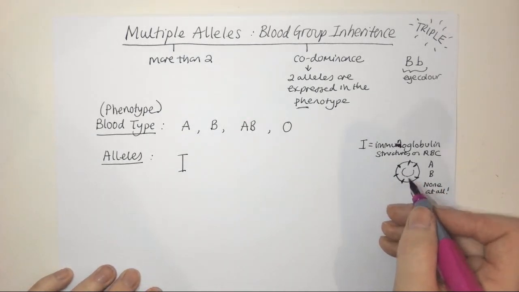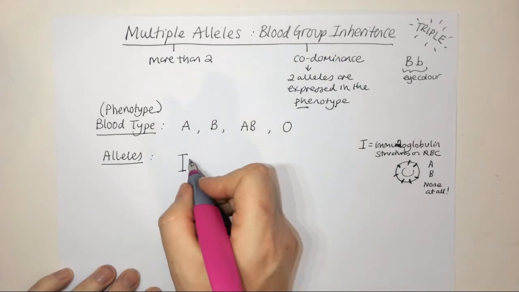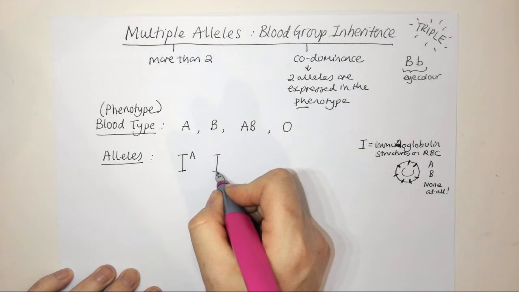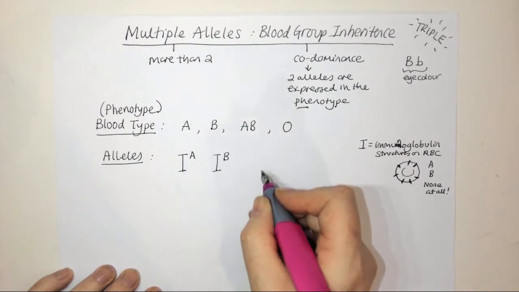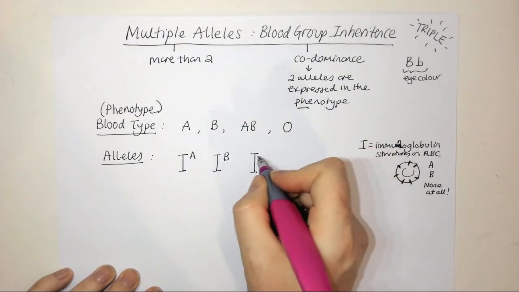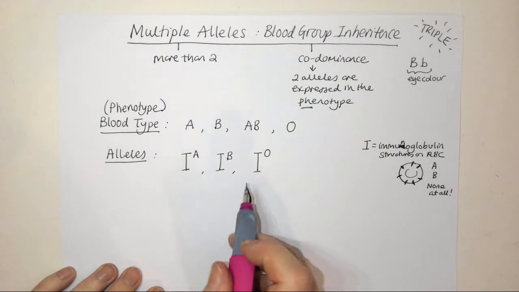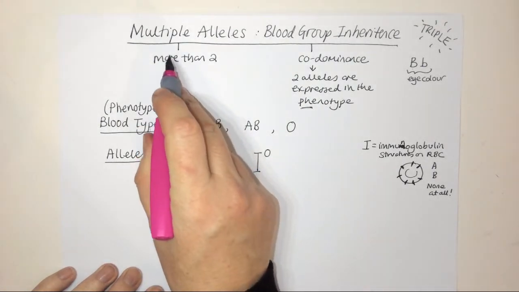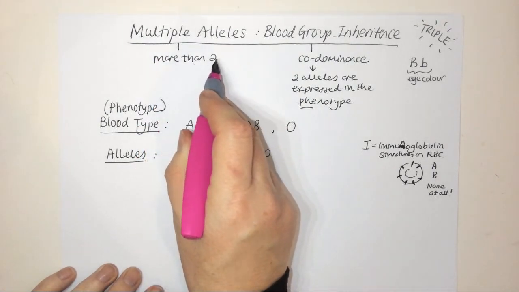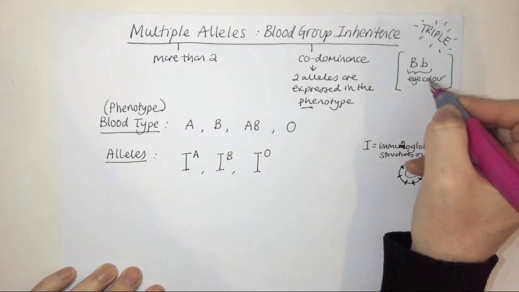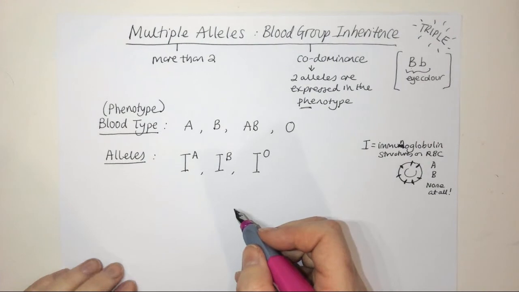So if we think about the alleles, we can have the little proteins that are A type, we can have the little proteins that are the B type, or we can have none at all, and we represent that with an O. Three different types of alleles. It's multiple alleles because we've got more than two alleles, compared to our eye colour example where we only had two different types of alleles.